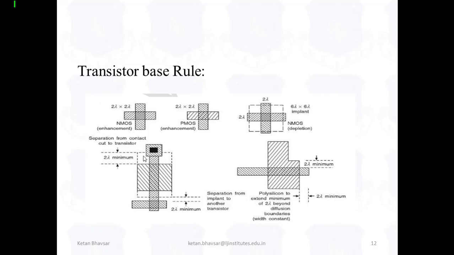As you can see, the minimum area between the contacts is 2 lambda, and it's 1 lambda in another case. As you can see, it's a 2 lambda minimum when you're talking about a diffusion area. So these are the rules when we're talking about a specific transistor based concept.